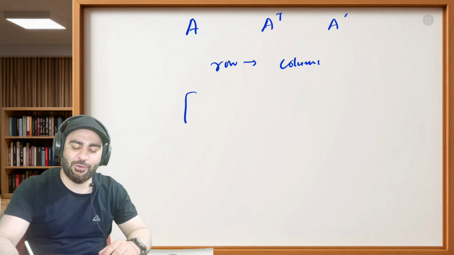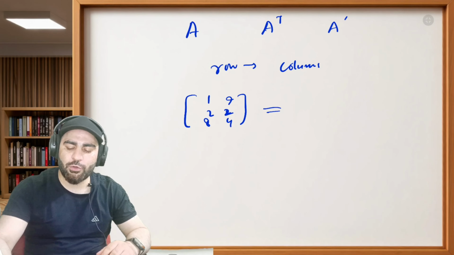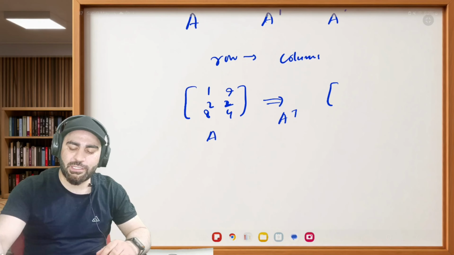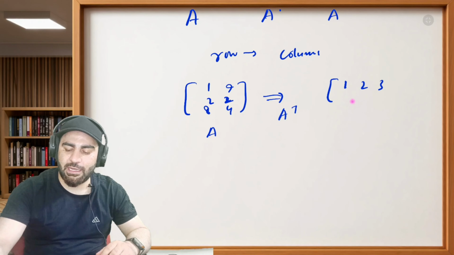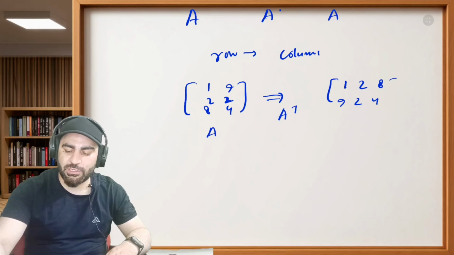So say you have 1 2 8, 9 2 4. In order to perform the transpose, this is A, and what is the transpose? You can clearly see I just have to make this a little wider, and this will become shorter: 1 2 3. So this is my 1 to 8, sorry, 1 to 8 and 9 to 4. So this is the transpose of this matrix.